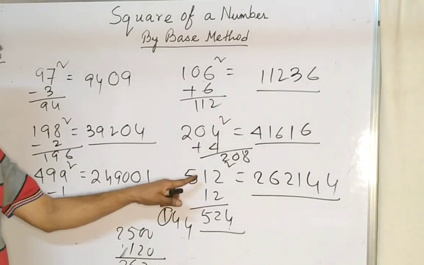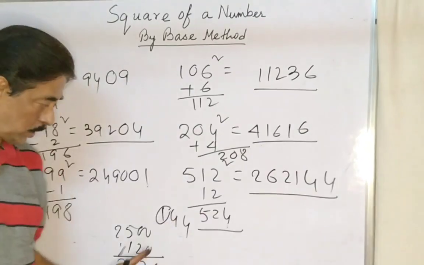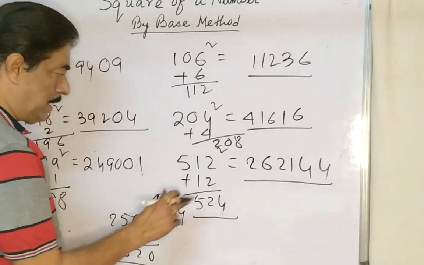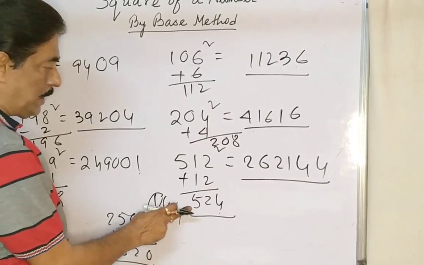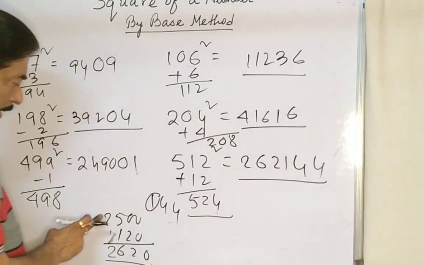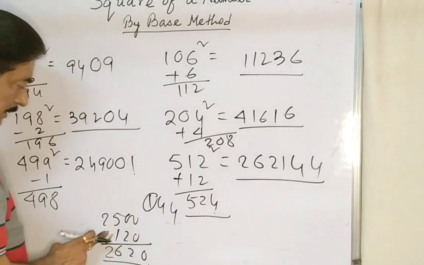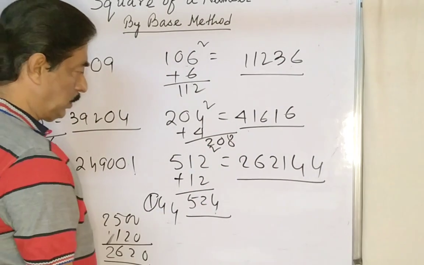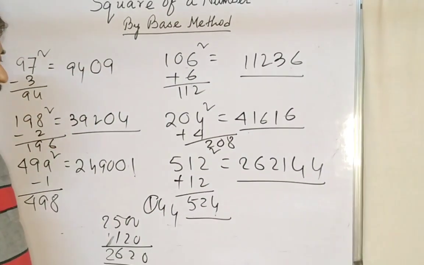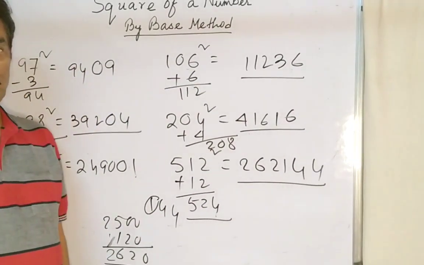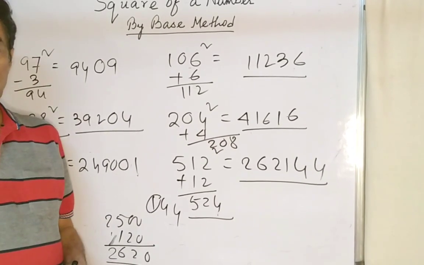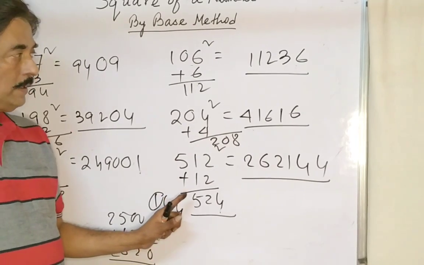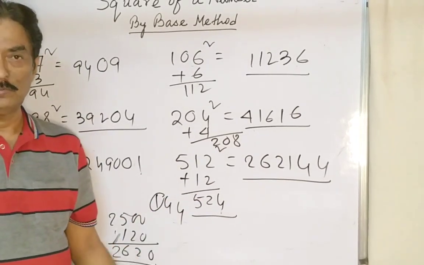How much more? 12 more. 12 square is 144, I get only 44, not 1. Now add 12, your result is 524, make it 5 times. So 524 into 5 times, 500 into 5 times is 2500. 24 into 5 times is 120, your result 2620, and carry 1, 2621. So your result is 512 square, 262144. So practice at your home, very, very careful. The calculation part you have to do very carefully and develop the skill at your home, please.